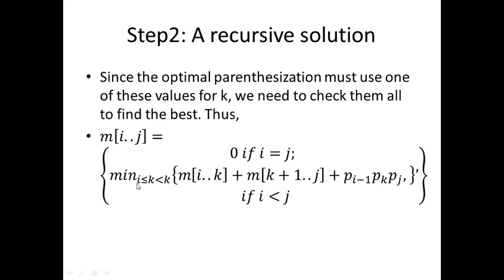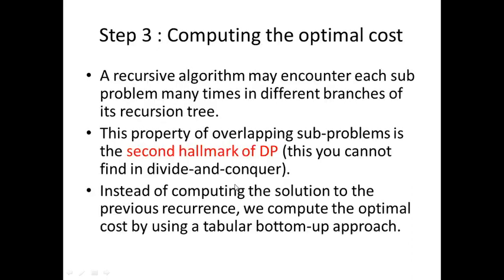In this position, i is less than or equal to k. That means k is always greater than or equal to i and k less than j. Try all possible values and pick the optimal one, that is, the one with the least multiplications.